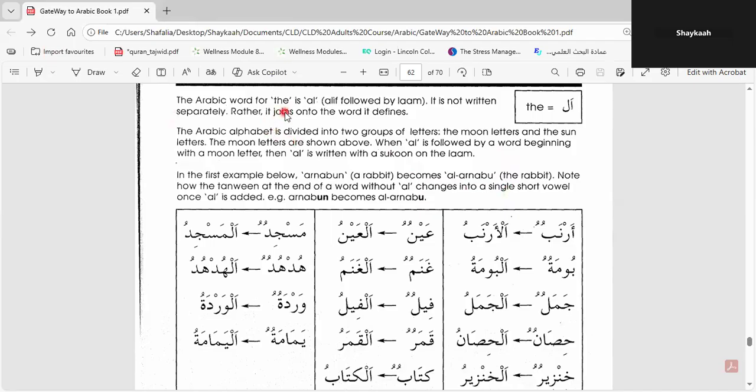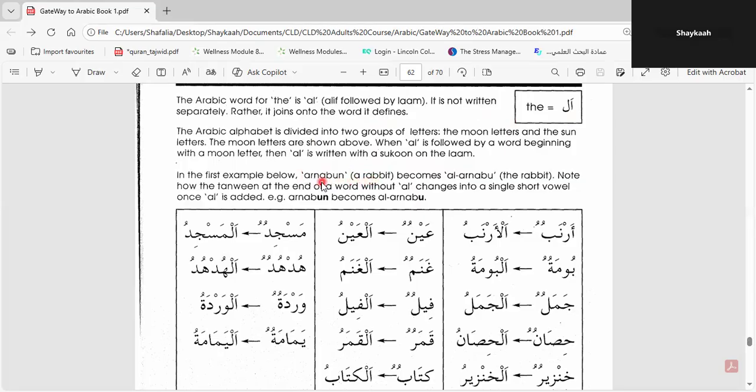The Arabic word for the, so the English "the" is al, and it's written here in Arabic as al, and it is an alif followed by the lam. It joins onto the word it is defining. So we'll have a look at that. It connects, basically, it does connect. They are letters that tend to appear at the beginning. So they usually appear at the beginning of the words.